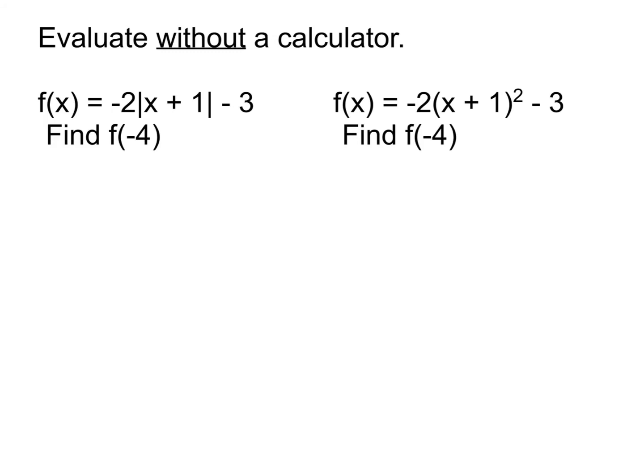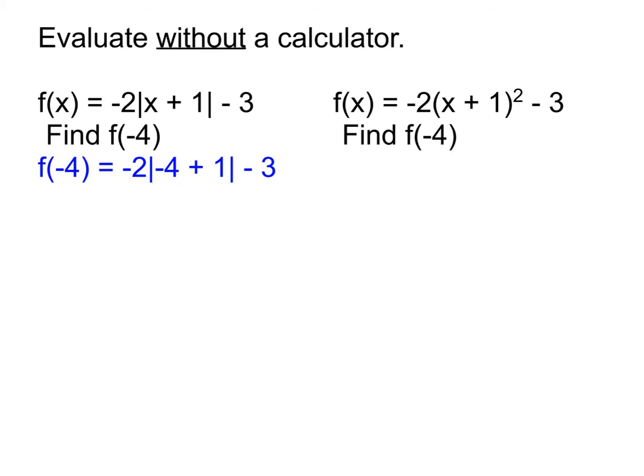So for the first one, we have f of negative 4. When we see f of negative 4 like that, what it's telling us is to take the negative 4 in the parentheses here, and it goes in for what was in the parentheses, which was x. So in other words, plug negative 4 in for x. So we plug the negative 4 in for x, and now it's just a matter of doing the math.